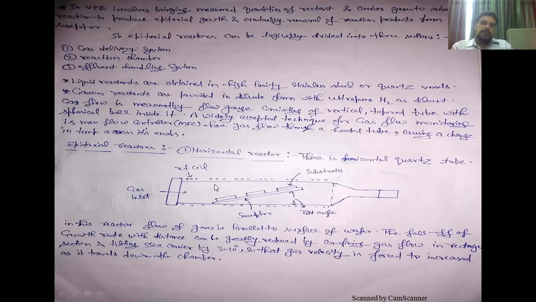This is your horizontal reactor. In this horizontal reactor, you can see that gas flow is basically parallel to the surface of the substrate, or you can say the wafer. RF coils are used here for heating.